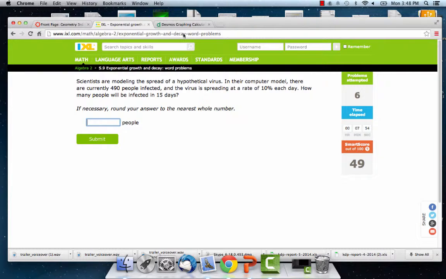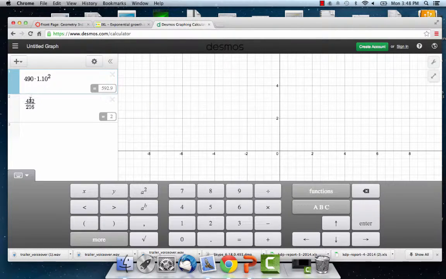and we've got 110% each day, so 1.10. And that's each day, and this is 15 days, so I don't have to divide. It would be 15 over 1, but 15. So it's people, so we're going to round to the nearest whole, so 2,047.